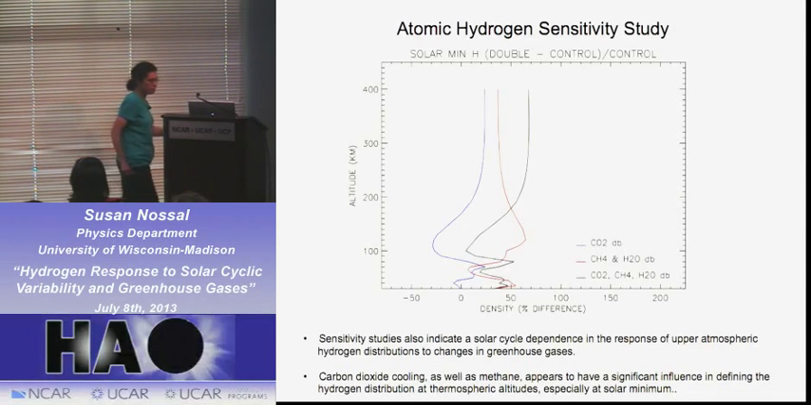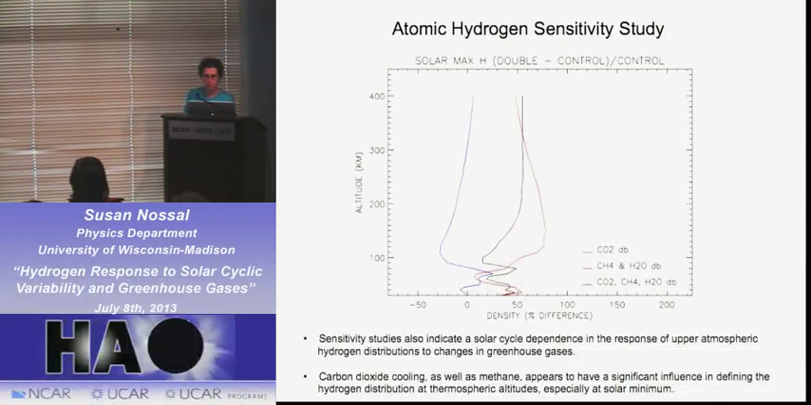Whereas at solar maximum, methane is the predominant influence on the magnitude of the change with the doubling of carbon dioxide and methane. Because carbon dioxide, at thermospheric altitudes, does not have very much influence on the magnitude, it's mostly methane, but the shape of the methane response is also different at solar minimum than at maximum.